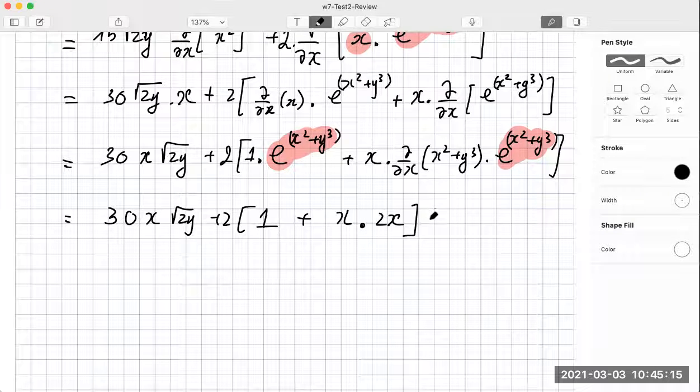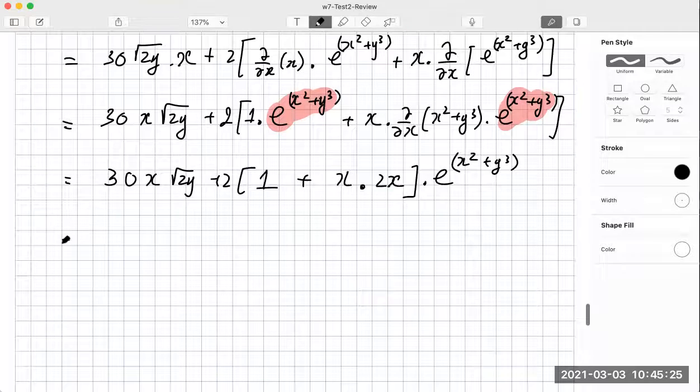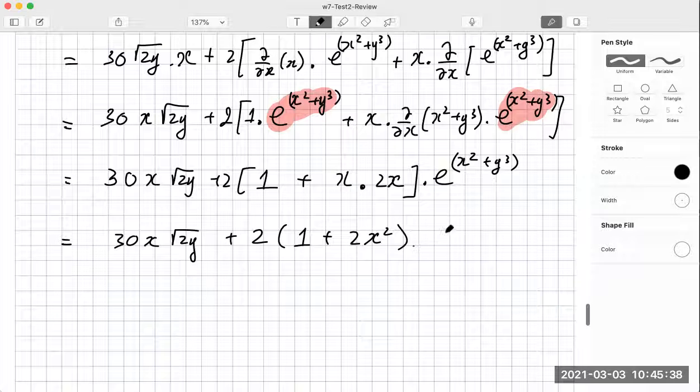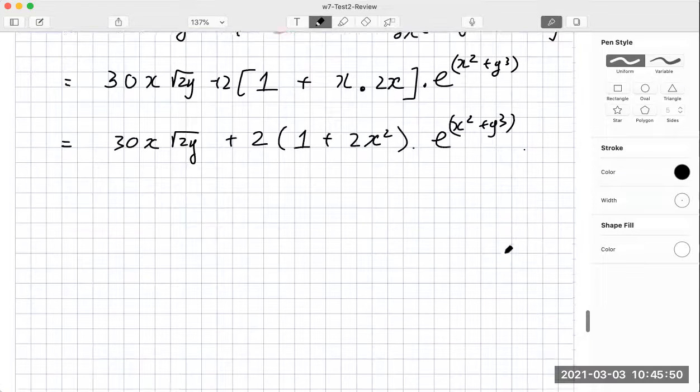And what else? e to the x squared plus y cubed. Okay, that's it. Or it will be 30x square root of 2y. You can distribute it here, or you just can leave it this way. Okay, that is question E. Let us continue.